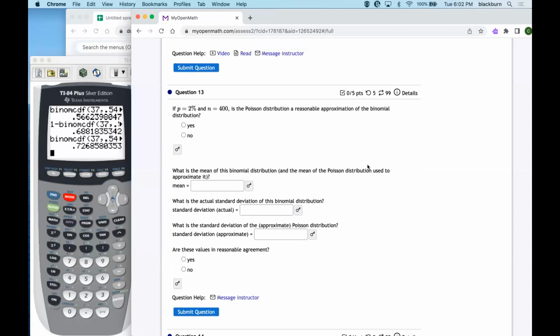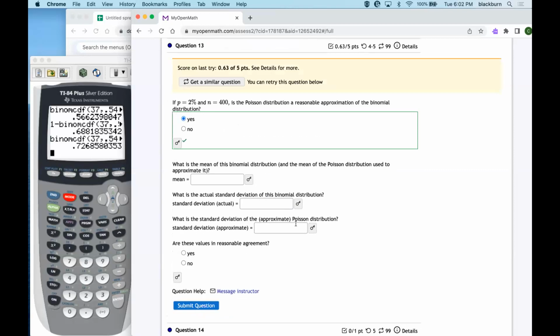So if P is 2% and N is 400, is the Poisson distribution a reasonable approximation of the binomial distribution? If you have a low probability and a high number of trials, then yes, you can use Poisson to approximate binomial. All right, what is the mean of this binomial distribution?